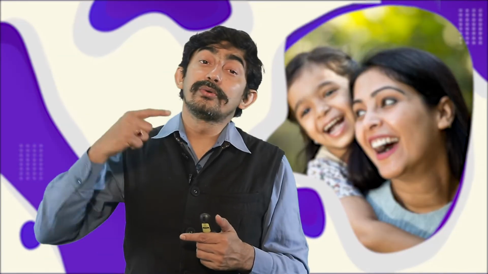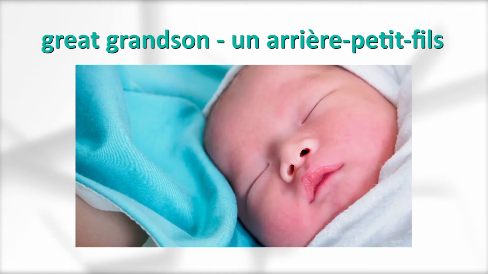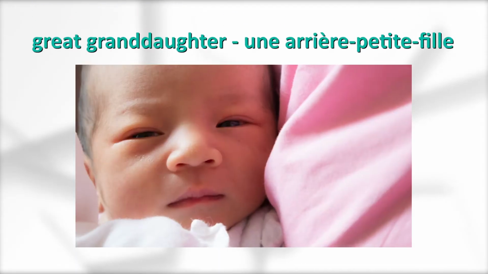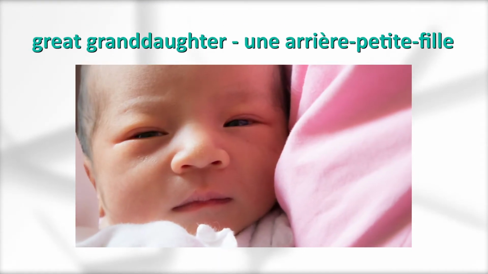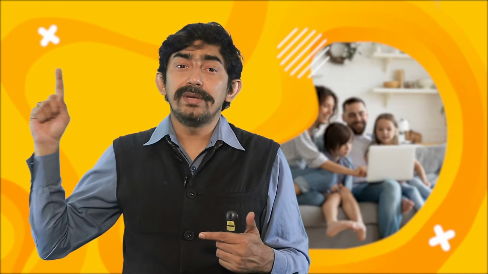Now, we are going to also understand how your great-grandfather is going to refer to you. Great-grandson is arrière-petit-fils, and great-granddaughter is une arrière-petite-fille. You have to remember here again that you say son arrière-petit-fils, and similarly son arrière-petite-fille, because it again starts with A.